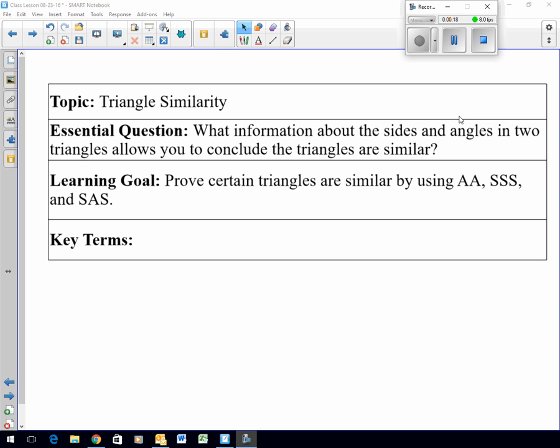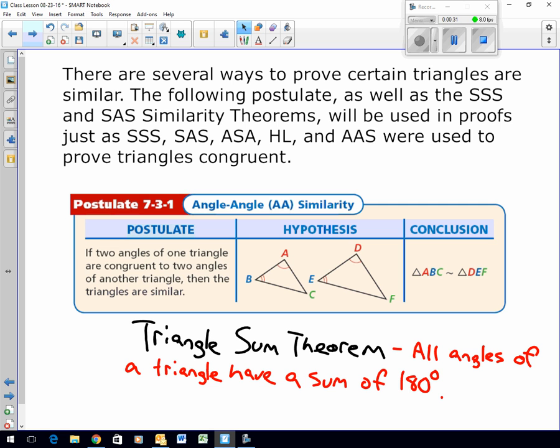Now, some of you are desperately wondering what AA stands for. It does not mean double A batteries. It does not mean Alcoholics Anonymous. It actually means the angle-angle similarity postulate. You need to write this part down. Angle-angle similarity, and then write down the postulate.